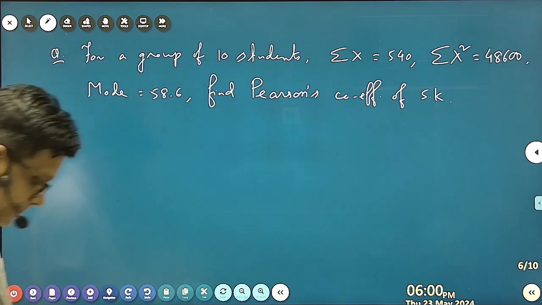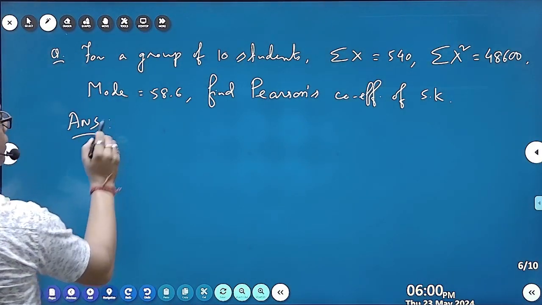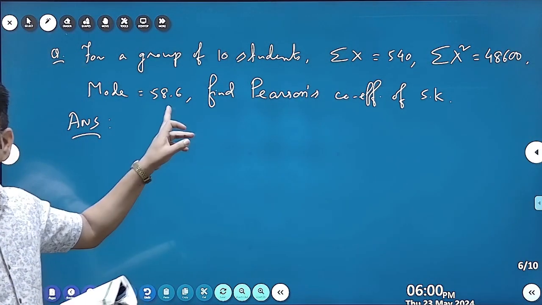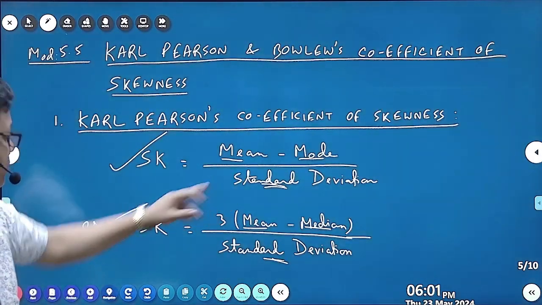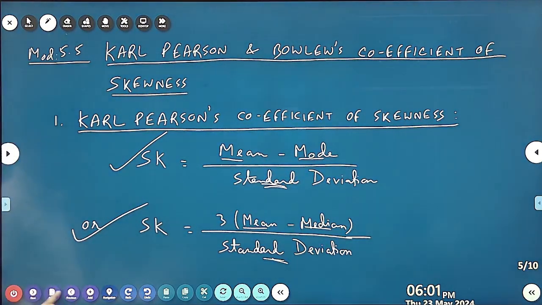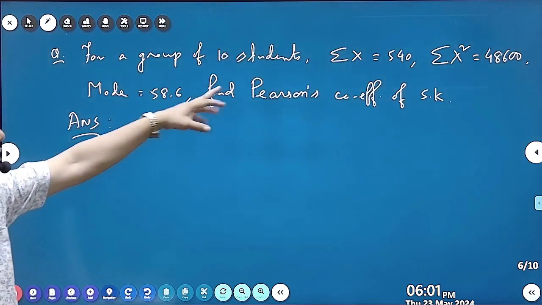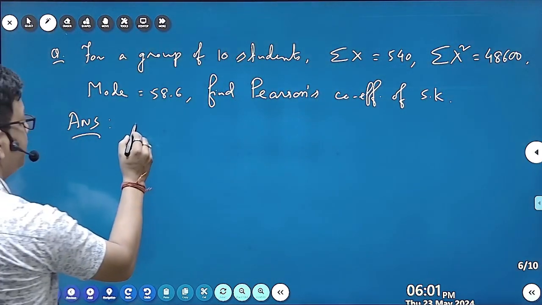Done. So answer. Now you see mode is there. So since the mode is there, we will go by the first formula. Now what is the problem in the question? You see mode is only there. We don't have mean, but we will be finding from there. We also don't have standard deviation. Yes or no? So mean, let us find out.